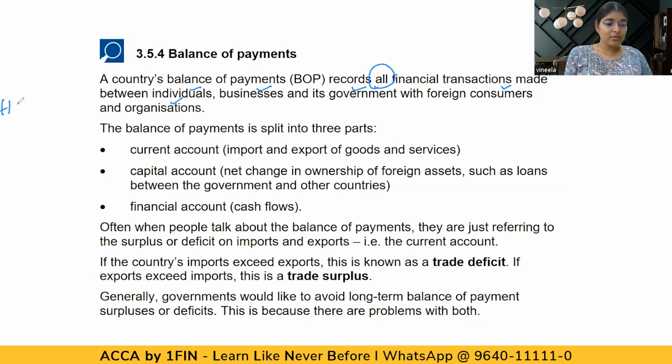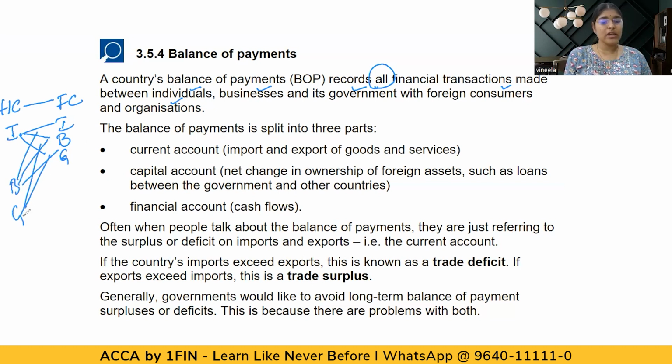So the home country doing some financial transactions with a foreign country. Individuals can do business with an individual, with a business, or with the government, and businesses and government can do the same. Anything can happen. Anyone can do business with anyone, but it has to be between a home country person and a foreign country person. Then it will form part of your balance of payments.